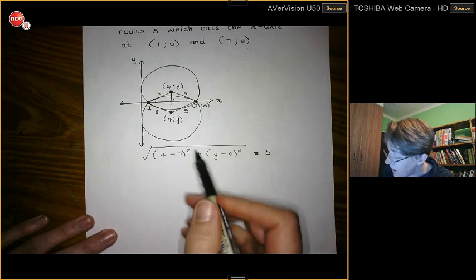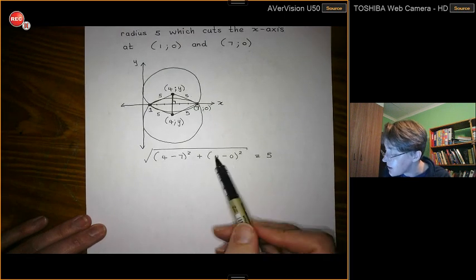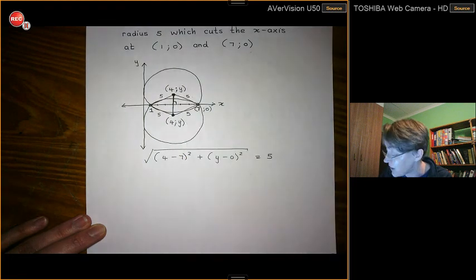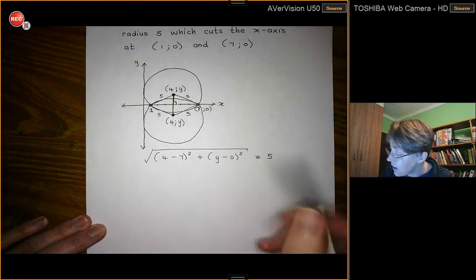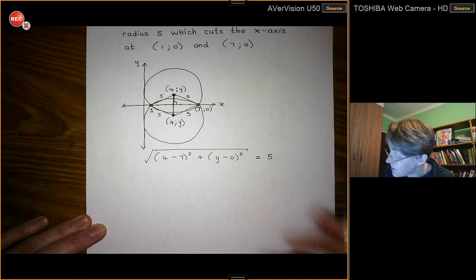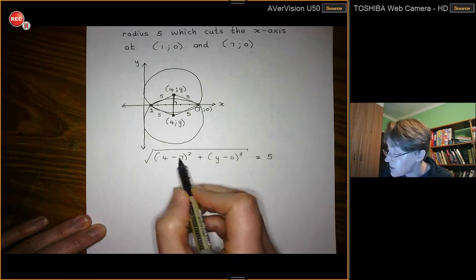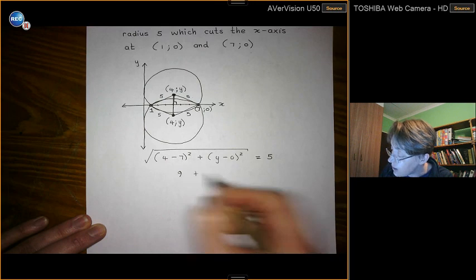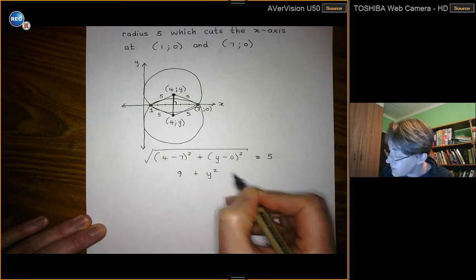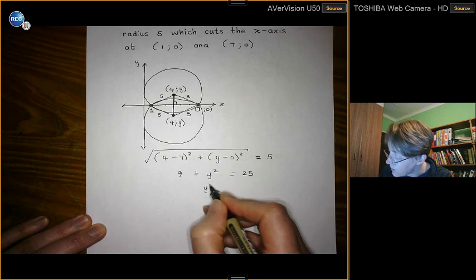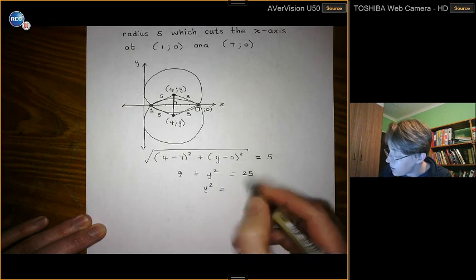So I can then work out that y-coordinate, which means I will then know what the center of the circle is over here. I can do that by saying, by the way, you can now square both sides. So you can then say 4 minus 7 is minus 3 squared, which is 9, plus y squared. And since I've squared both sides, this is going to be 25. So y squared is then equal to 25 minus 9, which is 16.